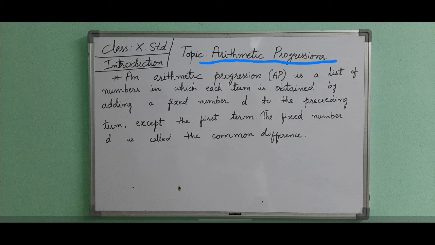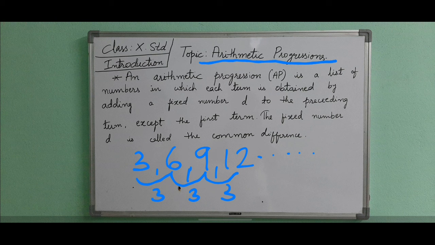An arithmetic progression is nothing but a series of the given numbers, if the numbers have the same difference between two consecutive terms. Suppose I have the numbers 3, 6, 9, 12 and so on. The difference: 6 minus 3 is 3, and again 9 minus 6 is 3, 12 minus 9 is 3. When we are getting the difference as same, we say that the given numbers are in AP. Whenever the difference is coming same, then only we can say they are in AP. So the numbers 3, 6, 9 and 12 are in AP.